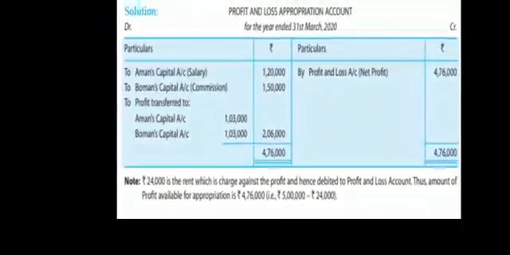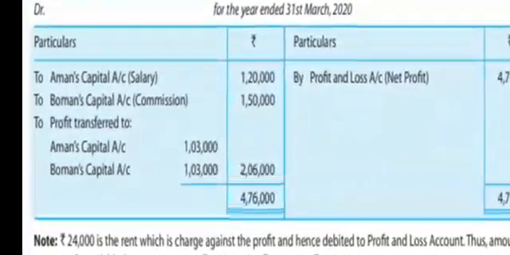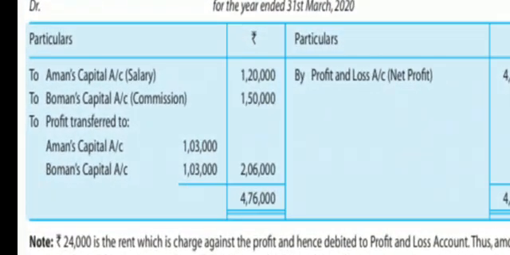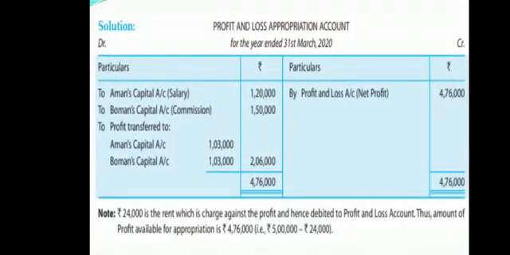Is it clear? Then after that what I am getting is the distributable profit, which is 2,06,000, distributed equally among the partners. Since the ratio is not being mentioned in the question, we'll assume it to be equal. So it is 1,03,000 each for Aman and Bowman. I hope the preparation of profit and loss appropriation account is clear to everybody.